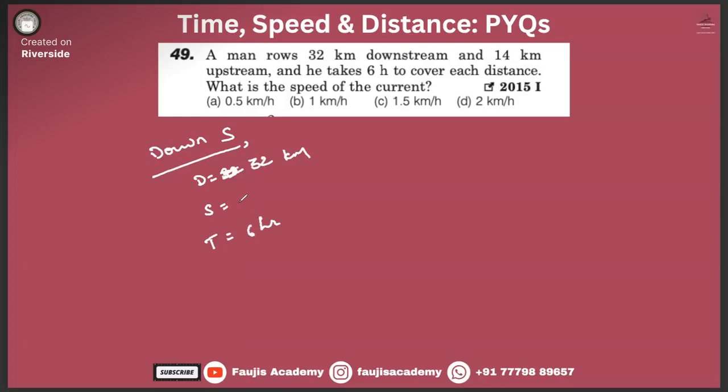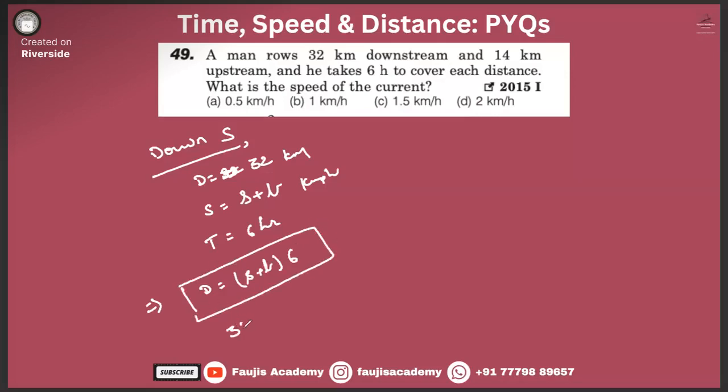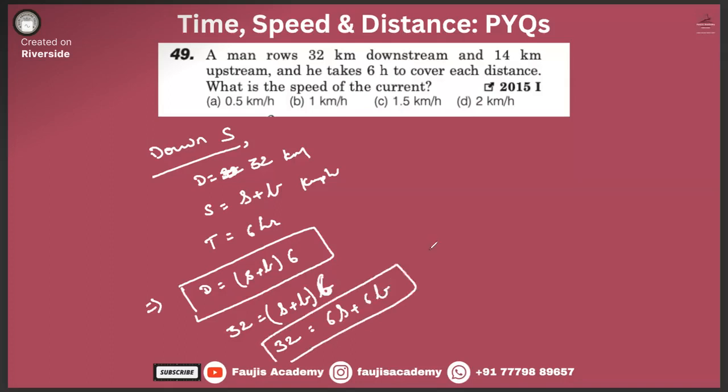Speed, what happens? Speed of the stream, let's call it S, plus the speed of the boat, kmph, right? So in that case, distance is equal to speed into time, right? Distance is 32, equal to (S plus B) into 6, which is nothing but 6S plus 6B. This is your equation 1.